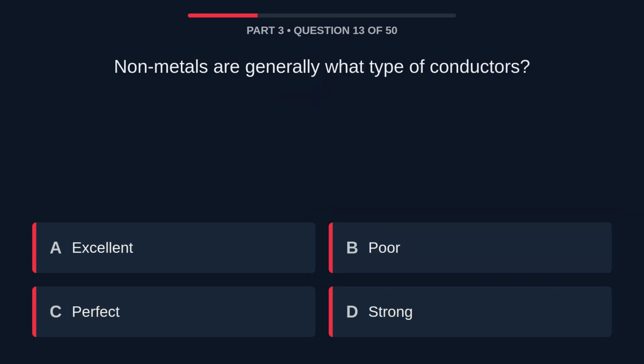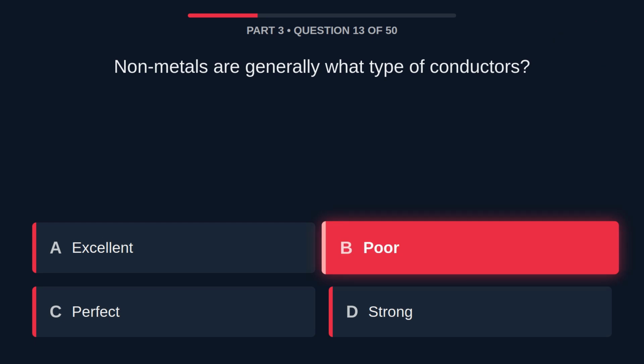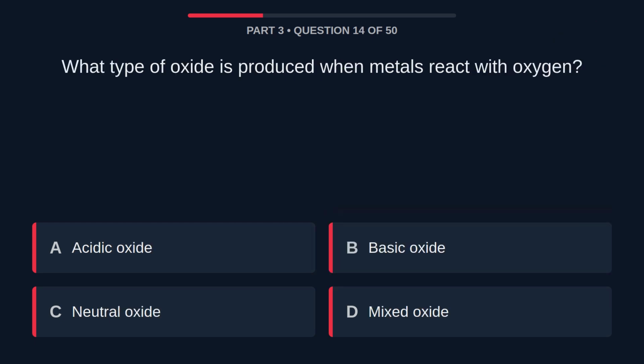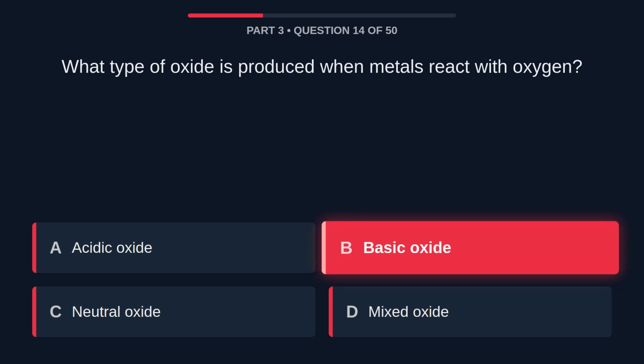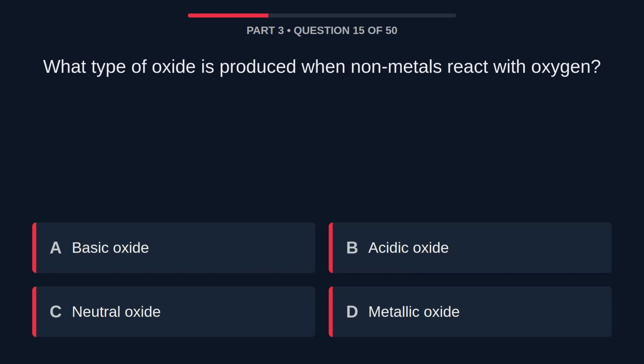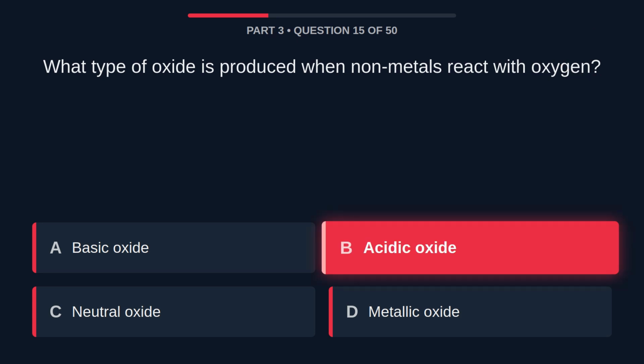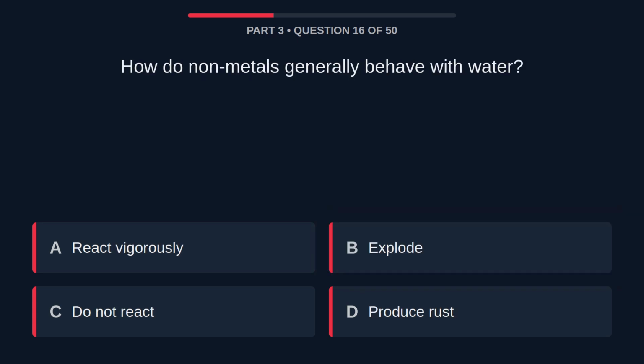Non-metals are generally what type of conductors? What type of oxide is produced when metals react with oxygen? What type of oxide is produced when non-metals react with oxygen? How do non-metals generally behave with water?